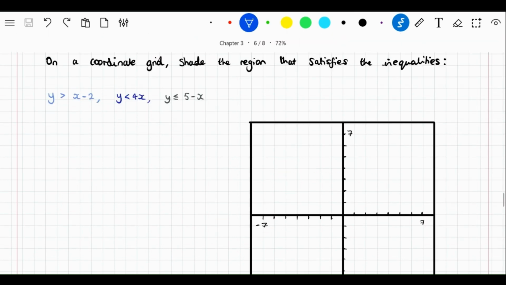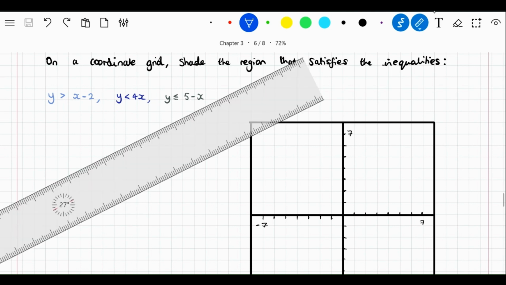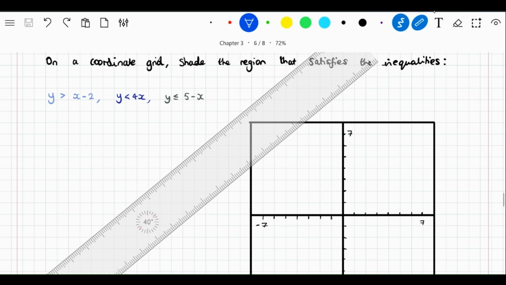Now for this next question here, it says, on a coordinate grid, shade the region that satisfies the inequalities, and it gives us these 3 inequalities here. So first of all, we're actually going to want to draw these lines.